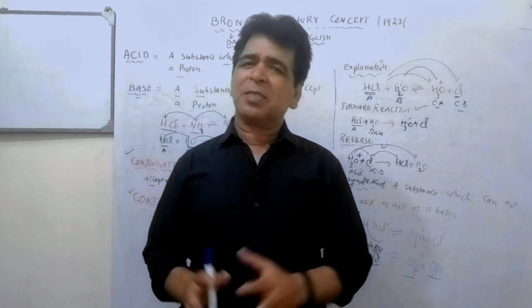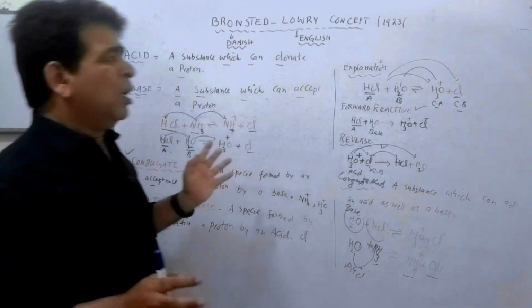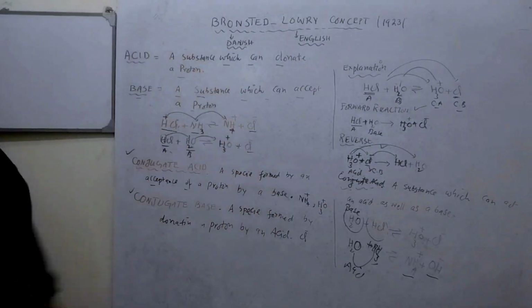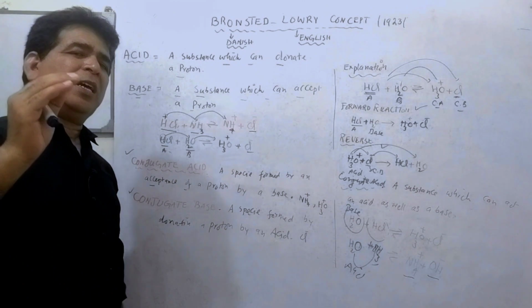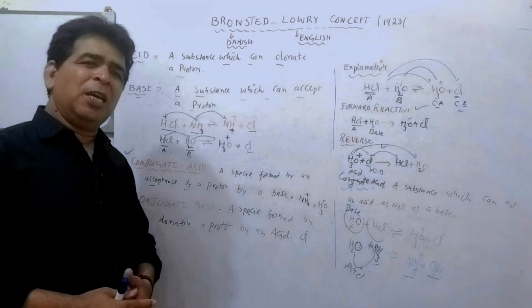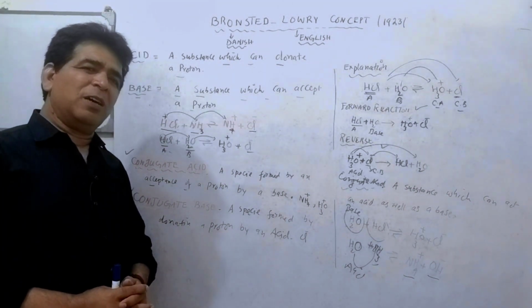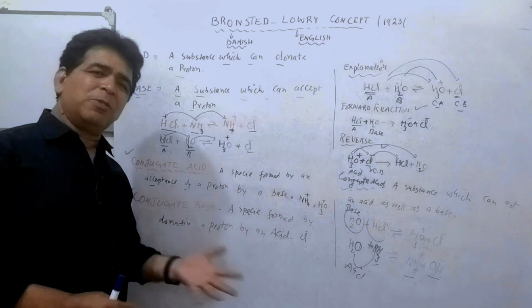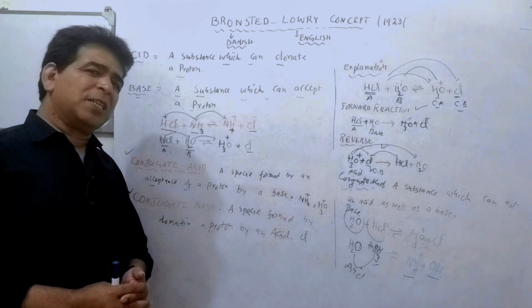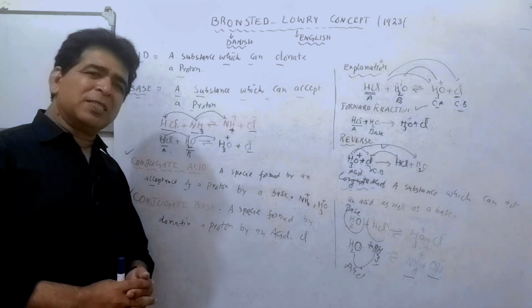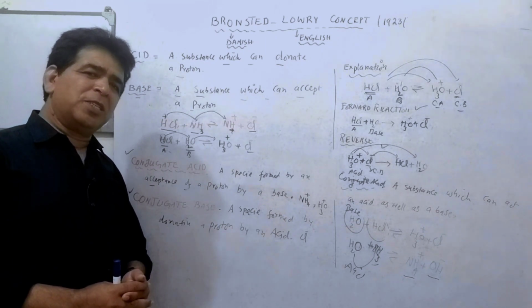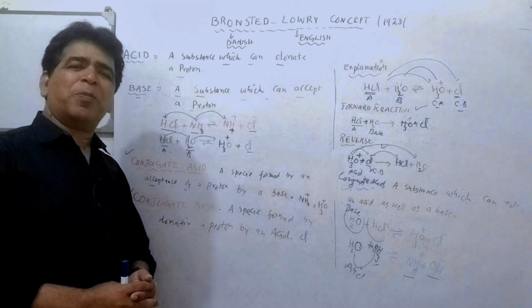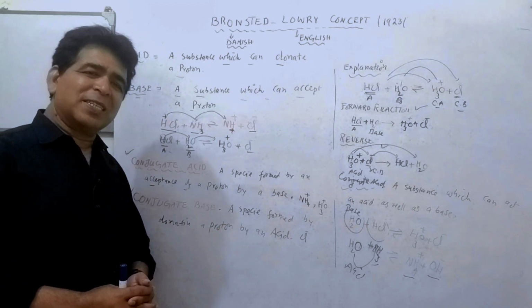The summary of this concept, dear student, is very simple. Acids are those substances which can donate a proton, and bases are those substances which can accept a proton. A conjugate acid is a species which is formed by the acceptance of a proton by a base, whereas a conjugate base is a species which is formed by the removal of a proton from an acid.